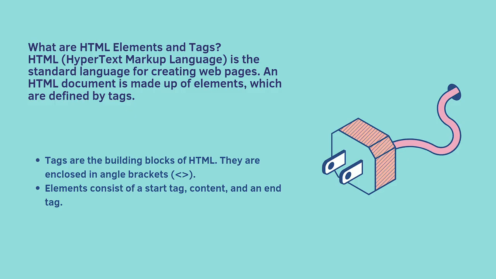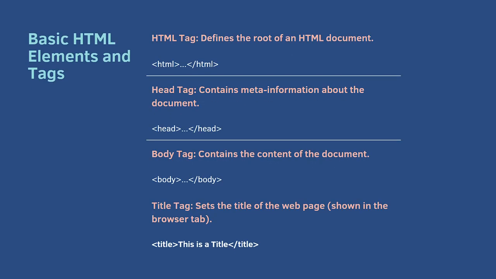Tags are the building blocks of HTML. They are enclosed in angle brackets. An element consists of a start tag, content, and an end tag. So here are my basic examples of HTML elements and tags.